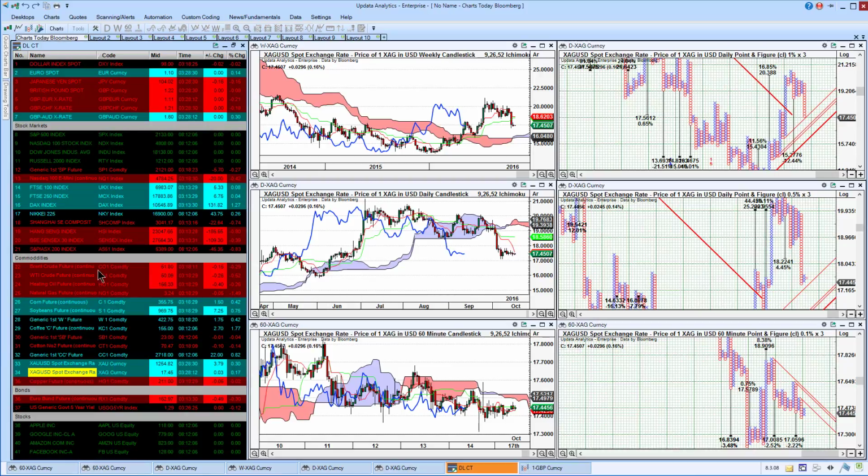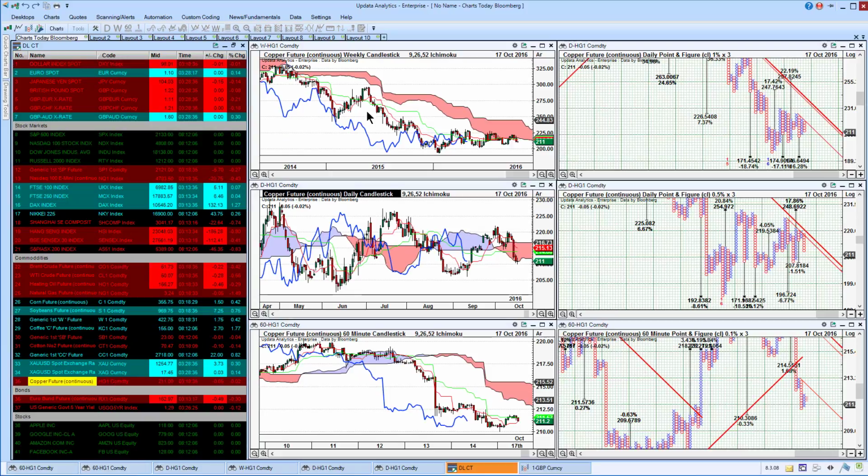Again, similar picture. Silver just tends to lead gold a little bit, so it's quite nice to keep an eye on that chart. Here we see copper, bearish, bearish, bearish. So we're seeing quite a lot of downside potential here for copper, not looking great.